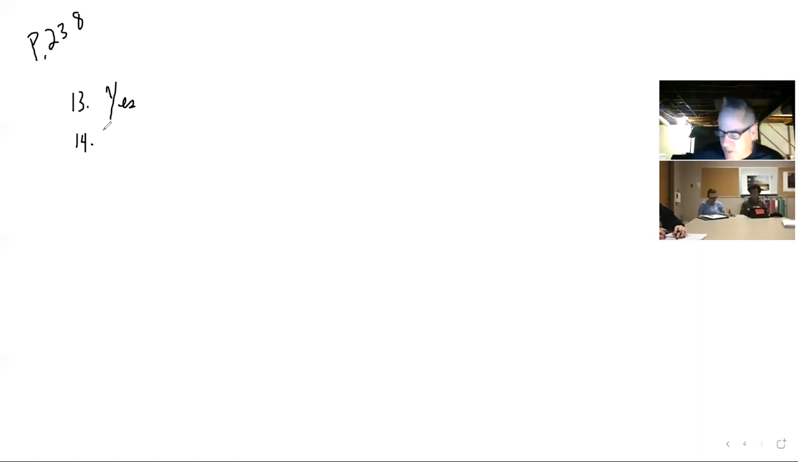14, is it decreasing on the interval from -8 to -4? No, it is not. 15, is it increasing on the interval from -2 to 6? No, again. 16, is it decreasing on the interval from x is 2 to x is 5? Yeah. Okay.